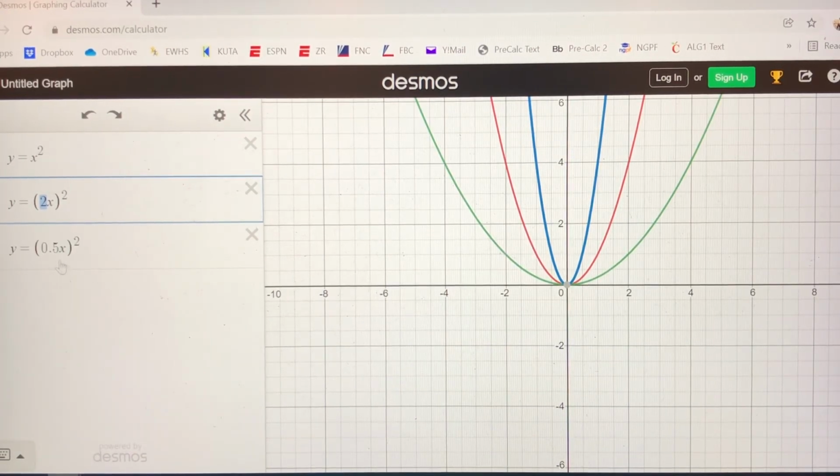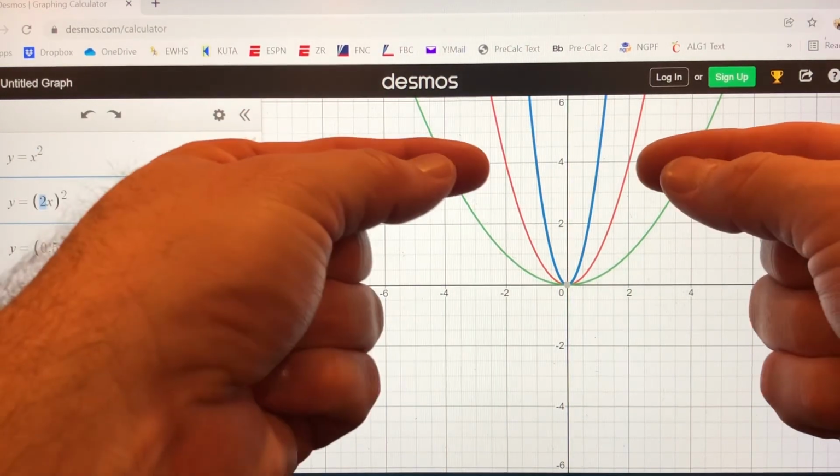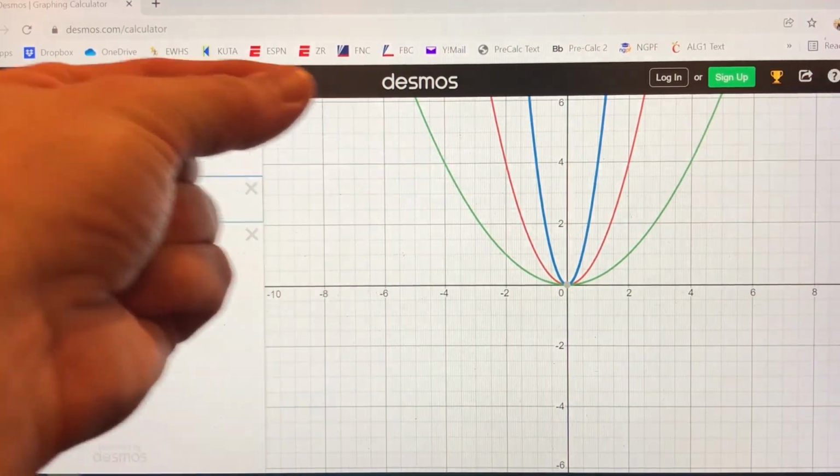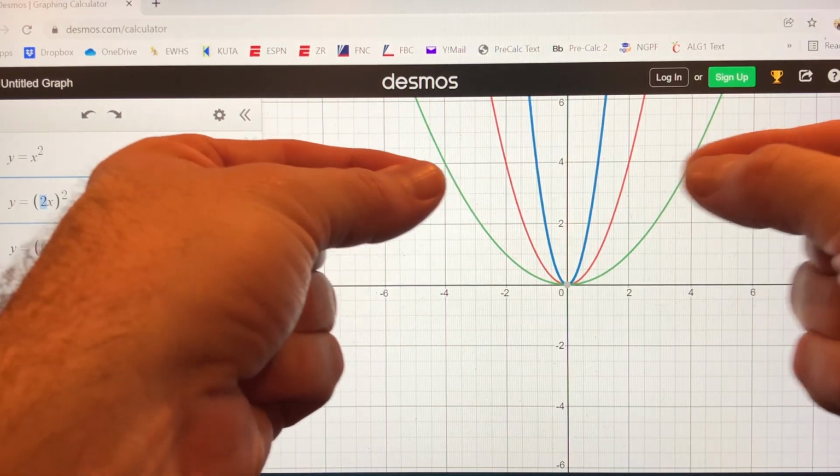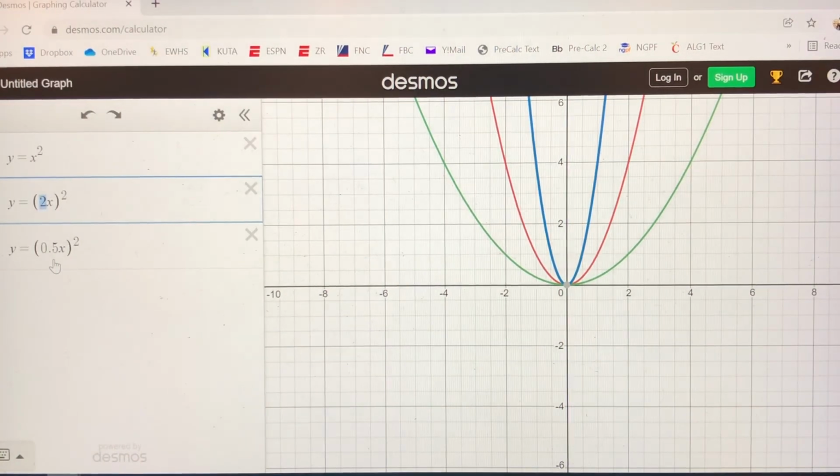All right, if we've got a number between 0 and 1, okay, notice we're taking that original function in red and we're kind of pulling it apart. That's a horizontal stretching anytime you've got this 0.5, between 0 and 1, times the argument x, okay?